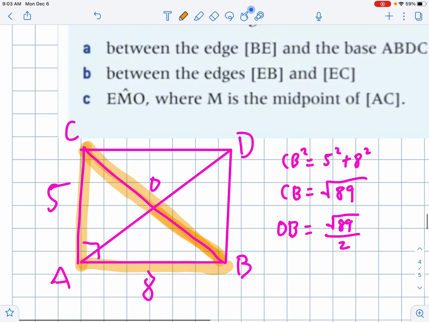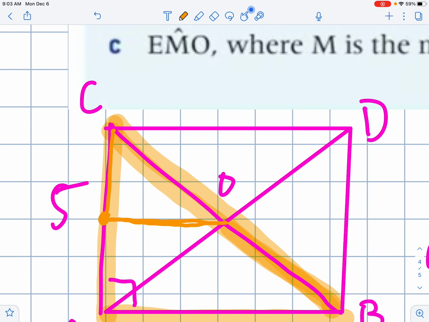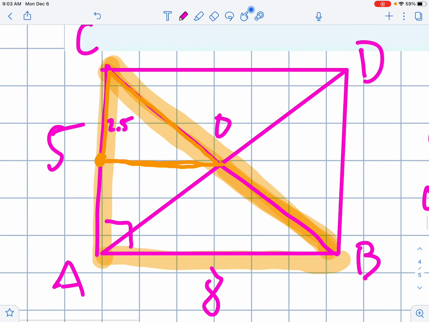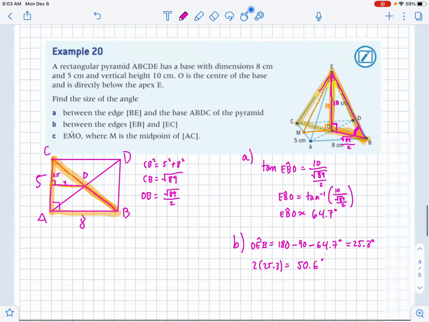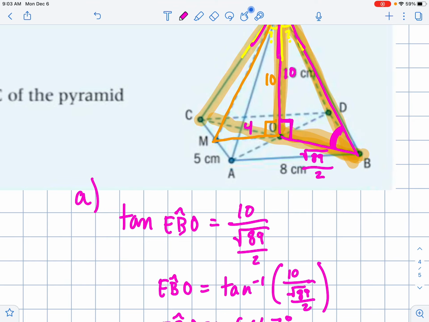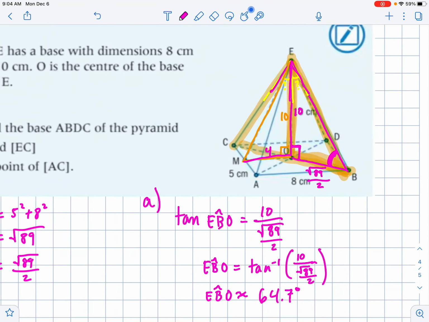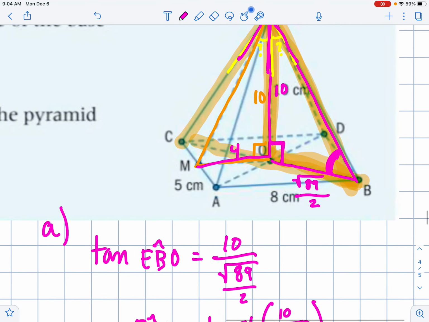Back in my original diagram over here, we're looking for this side right here. In this smaller triangle that I'm highlighting in orange, this is 2.5. Here, I'll use a better color, because that side gets split, and then this side gets split as well. So this is 4. This is a right angle. Oh, we just know it's 4. Yeah, duh. So that means this side, OM, is 4. And then what are we finding? EMO? That's this angle right here.